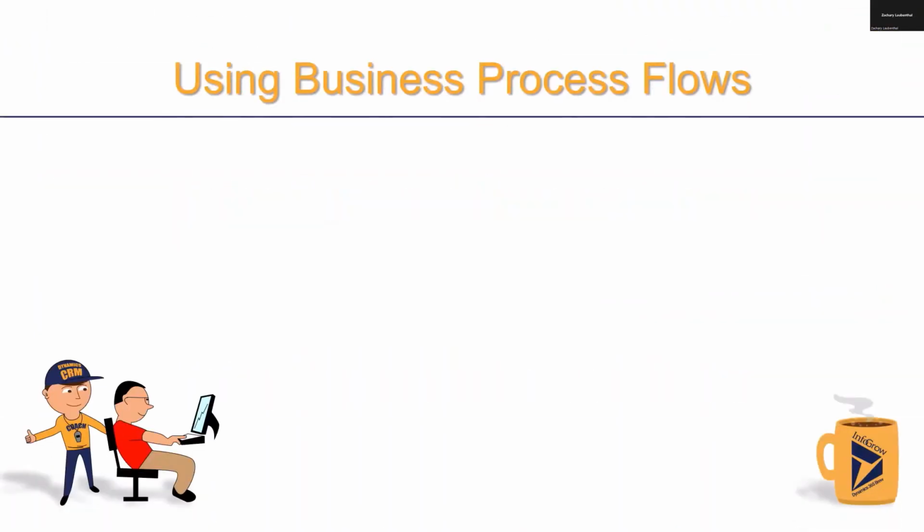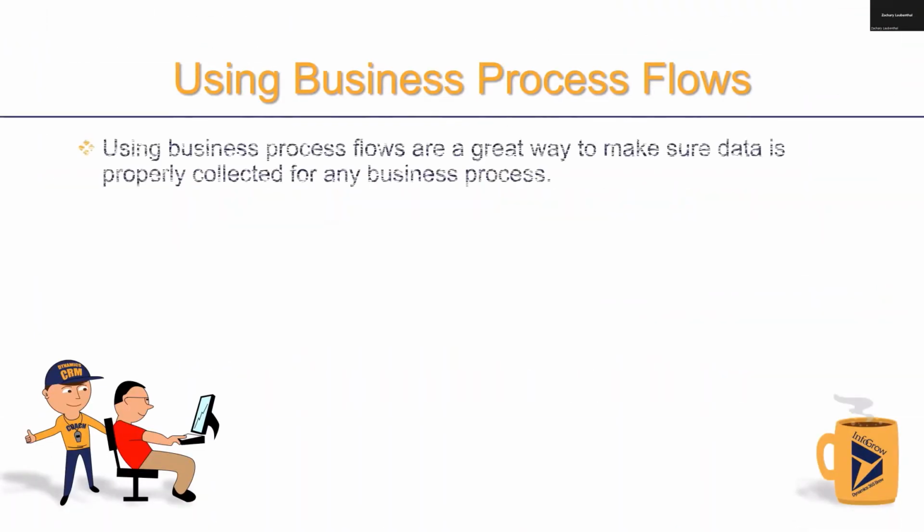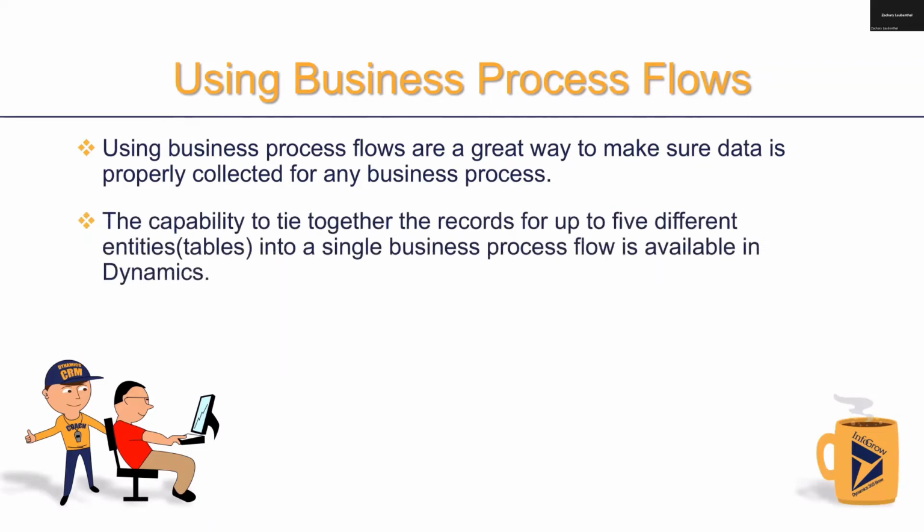Now let's do a little summary about using business process flows. They are a great way to make sure your data is properly collected for any business processes. You can design business process flows that tie together records for up to 5 different entities in a single process. That's actually kind of cool because you can link different things together, like accounts and contacts and opportunities, leads, quotes, anything else. You can do all kinds of fun stuff with that.